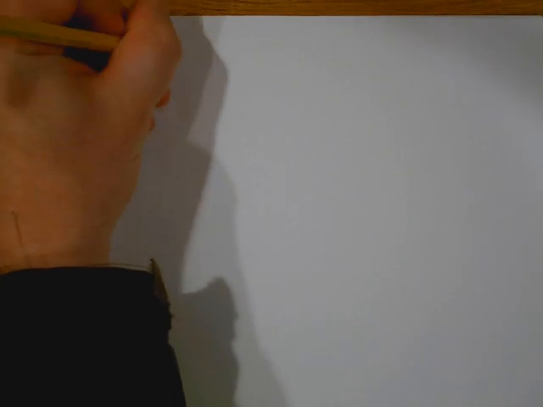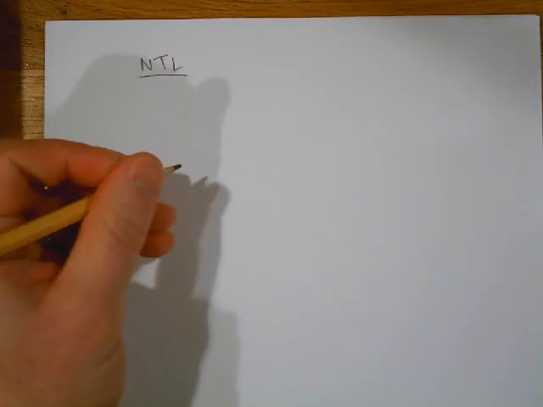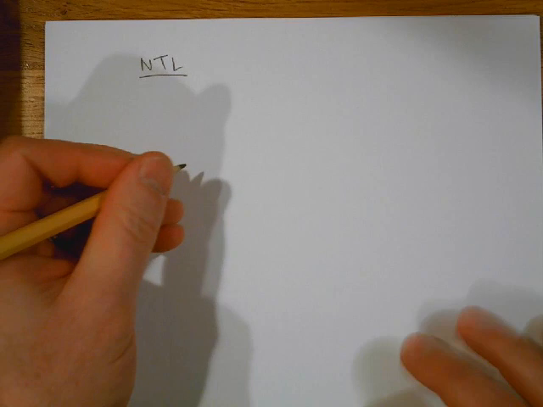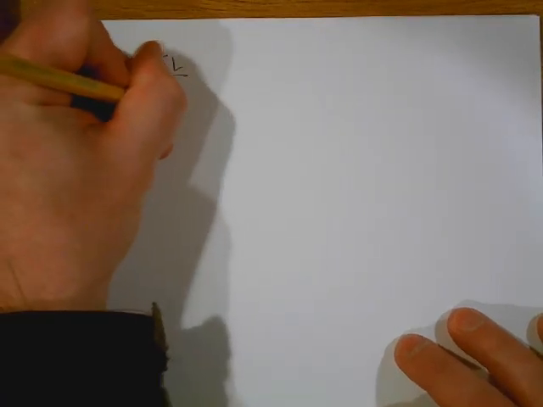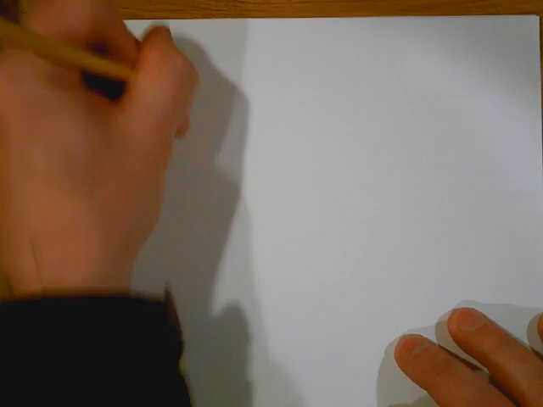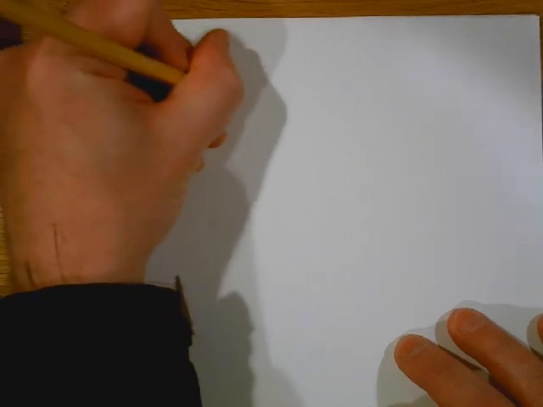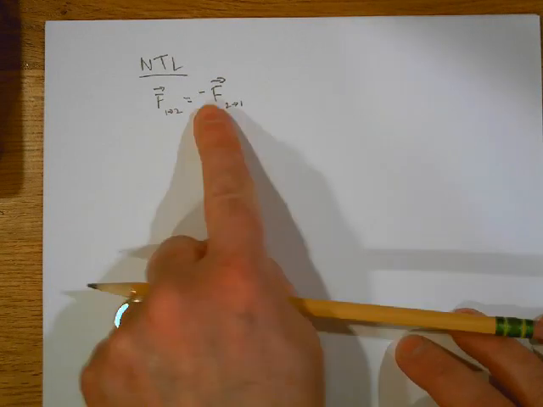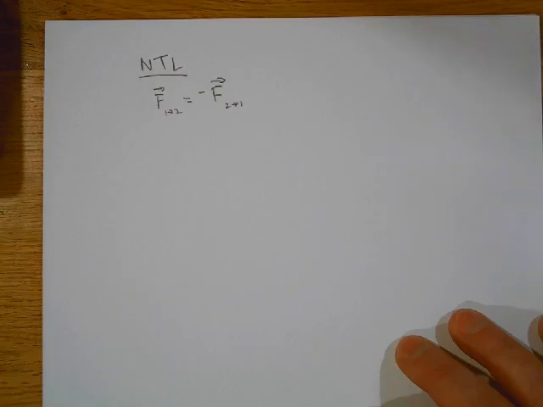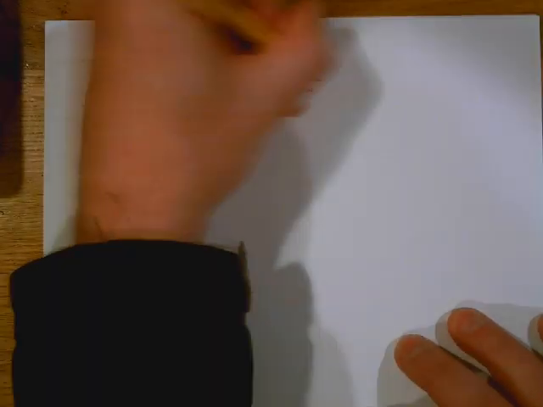Okay. Let's see. Then we talked about Newton's third law. So let's do that. Newton's third law, which in essence says, for every action force, there's an equal and opposite reaction force. Sometimes it's written like this, where the force that 1 exerts on 2 is equal to the force that 2 exerts on 1, but it points the opposite way. The negative sign means it points the other way. Another way of saying this is that forces always come in pairs.